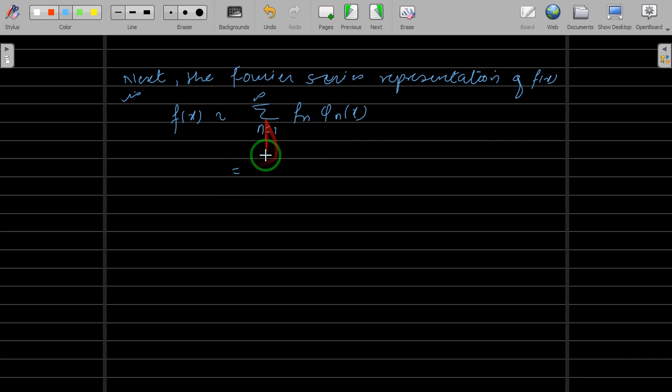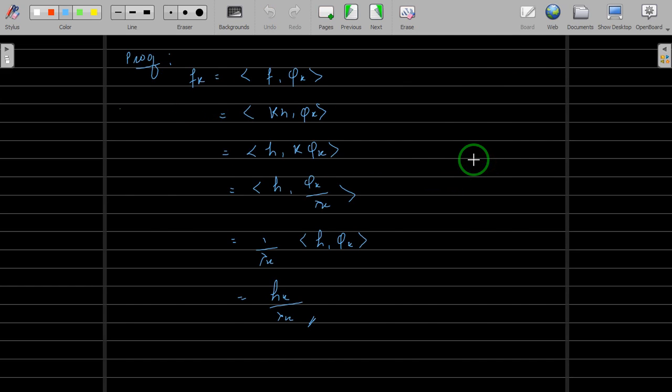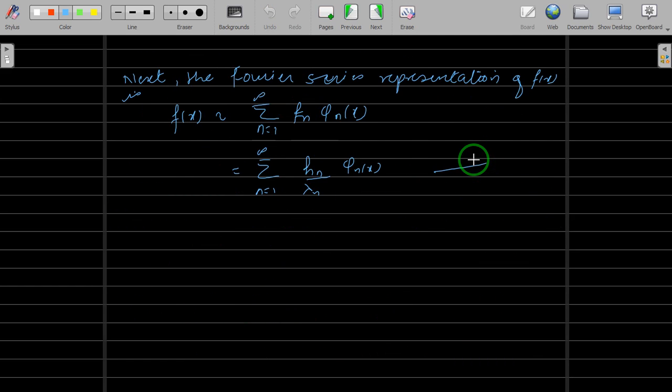So f(x) is the same as the summation n from 1 to infinity, h_n by lambda_n, phi_n of x. This is the relation we have just proved. Let us denote this as equation number 2.